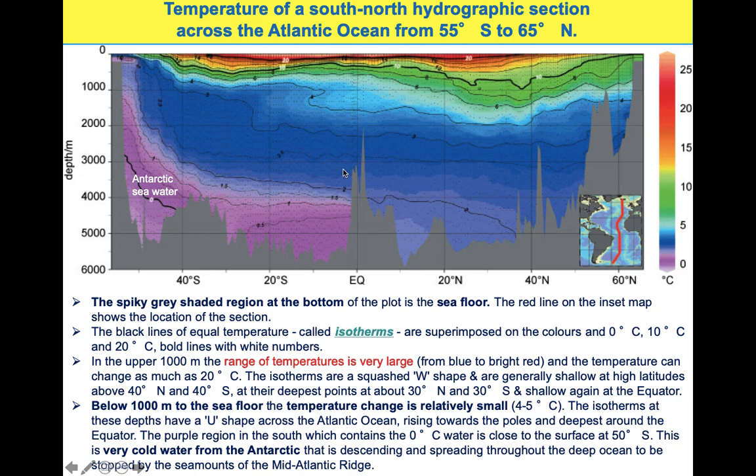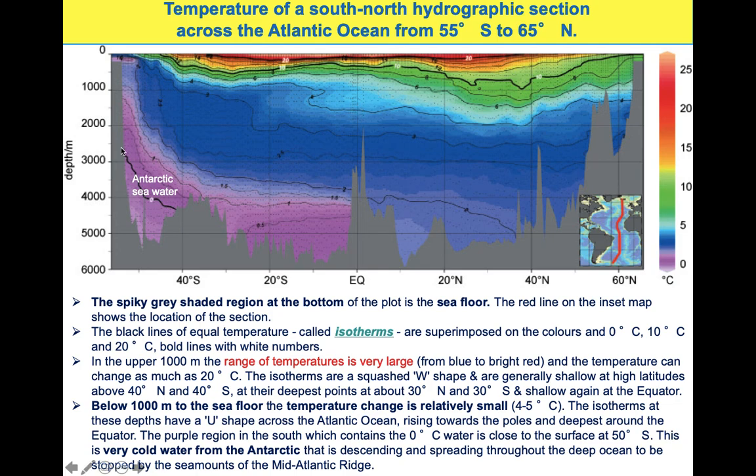The black lines on this profile show equal temperature. We call them isotherms, as we mentioned before. And we see the colors shown in terms of 0 and 10 degrees Celsius and 20 degrees Celsius as you go closer to the surface. Here's the 10 degree, here's the 20 degrees Celsius isotherms, these black lines.